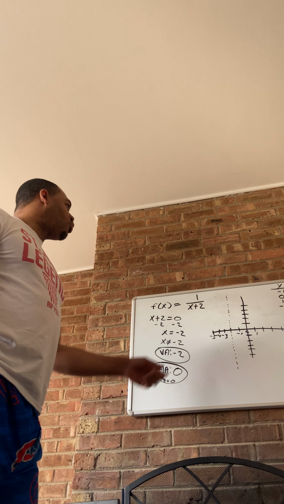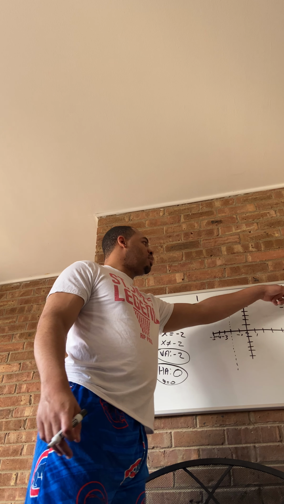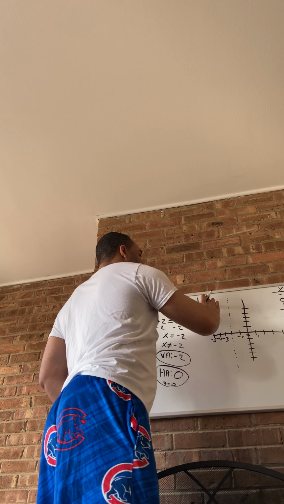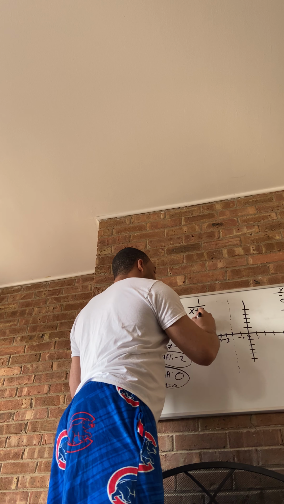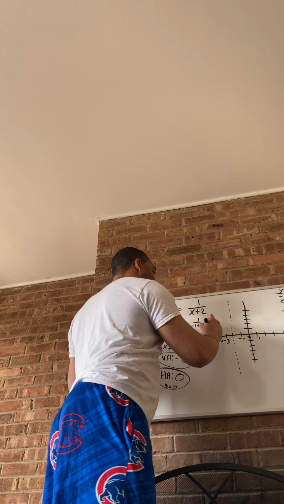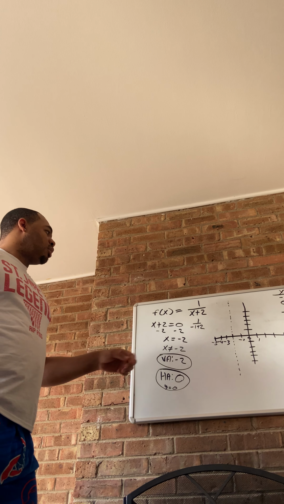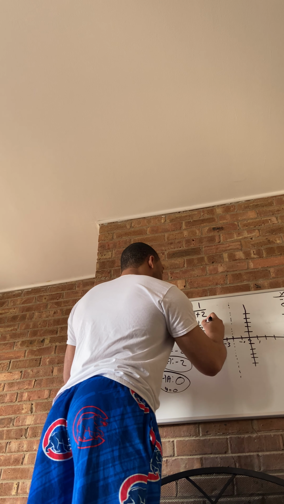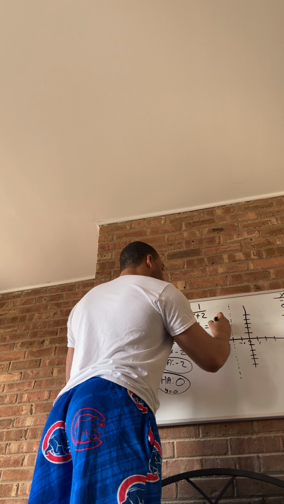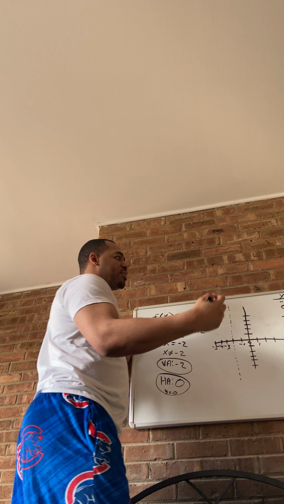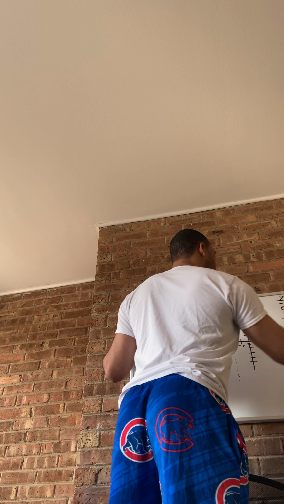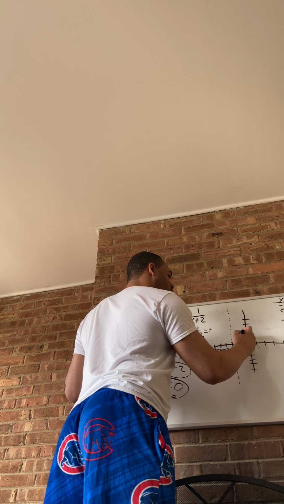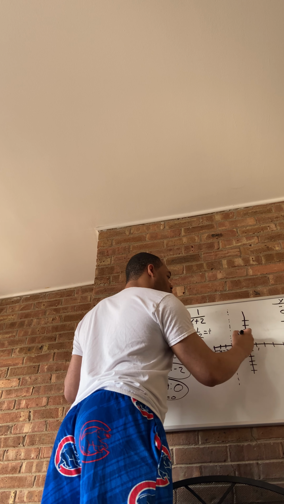In order to find my y value, I'll plug in -1 into this expression. So 1 over -1 plus 2. Negative 1 plus 2 is equal to 1. So this really equals 1 over 1, which is equal to 1. So at negative 1, I got a point at (-1, 1).